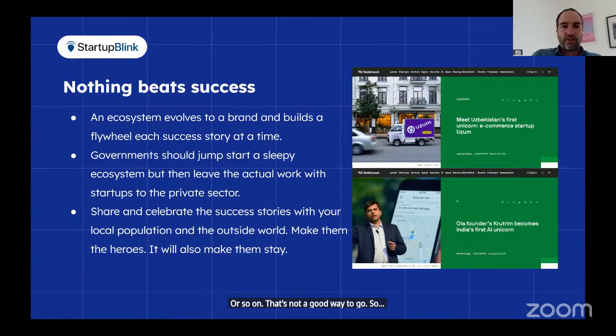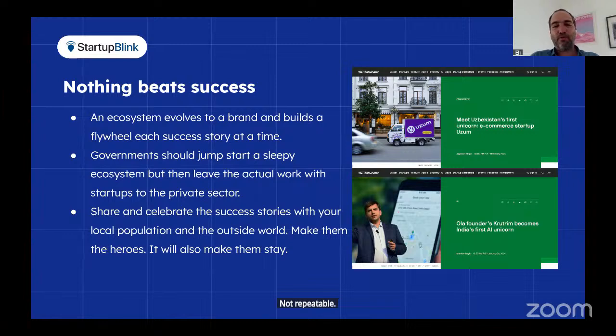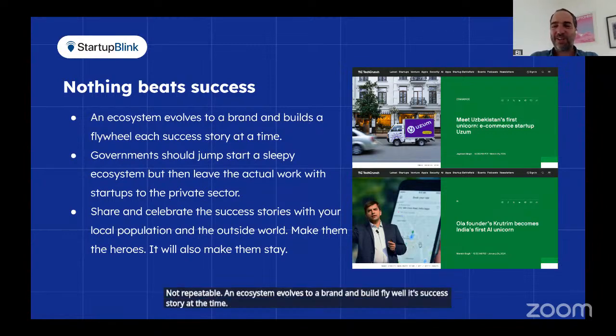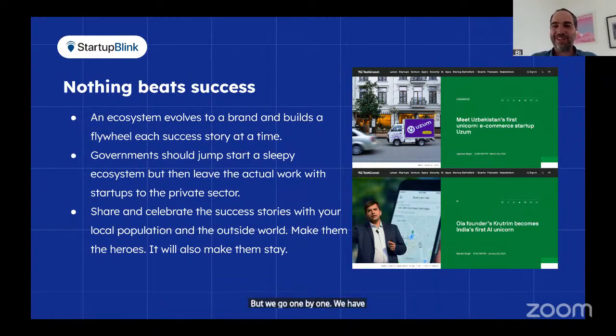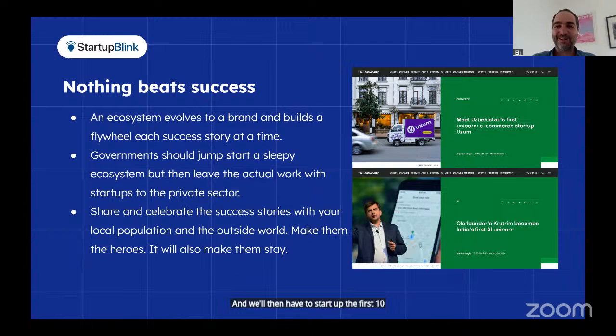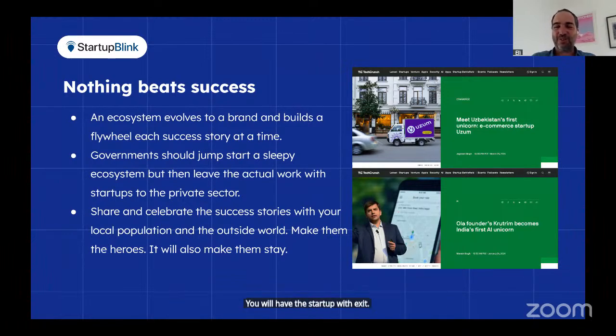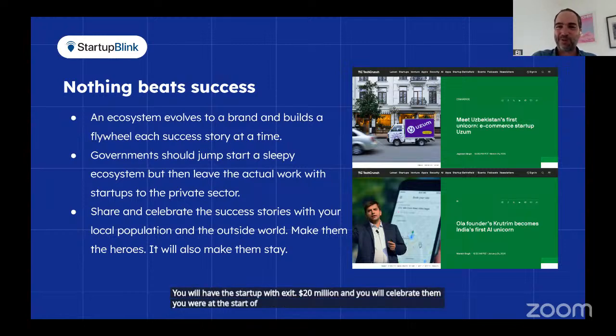A little bit about the concept of success. Nothing beats it. An ecosystem evolves to a brand and builds a flywheel, each success story at a time. So we go one by one. We have the startup that raised $1 million, and we will celebrate that. Then we will have the startup that raised $10 million, and we will celebrate them as well. We will have the startup that exited at $20 million, and you will celebrate it. You will have a startup that hired 20 people from their local community, and you will celebrate them as well.